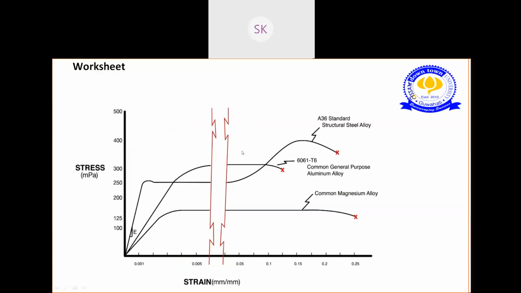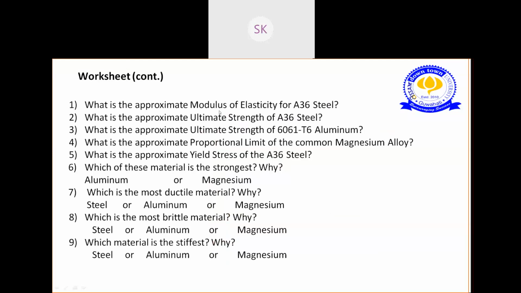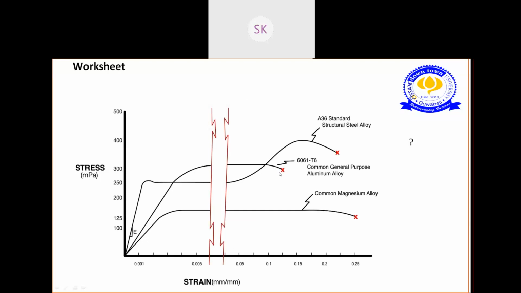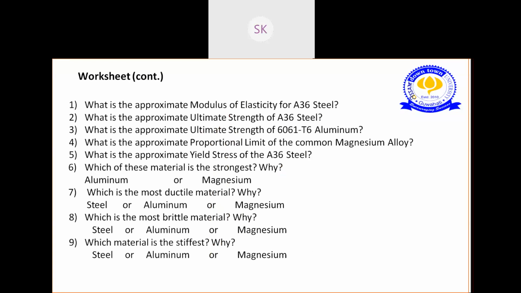So we saw stiffness, strength, toughness, resilience, ductility, then brittleness. Now I want you to go through this question. In this worksheet, you have been given strain values in the x direction and stress in the y direction, and you have been given three stress-strain curves for three materials: steel, aluminum, and magnesium. First, you have to find the modulus of elasticity for steel. How will you solve question number 1?